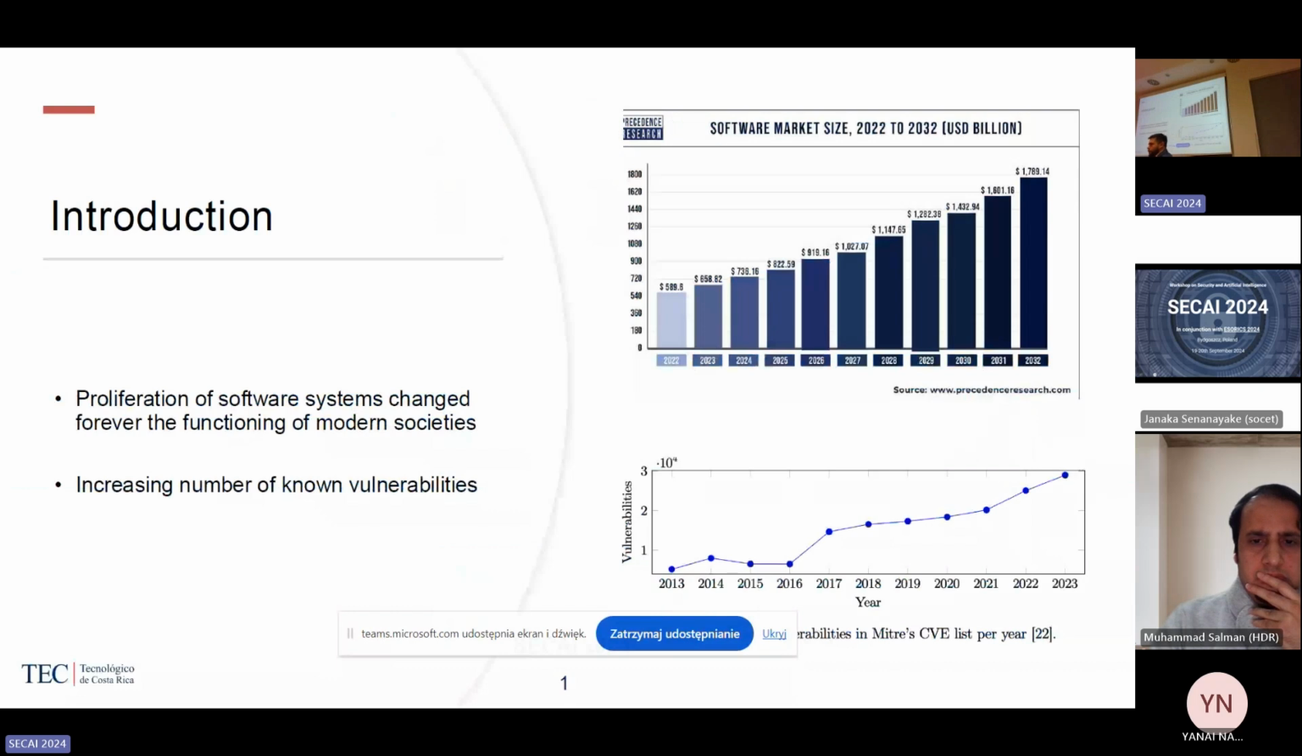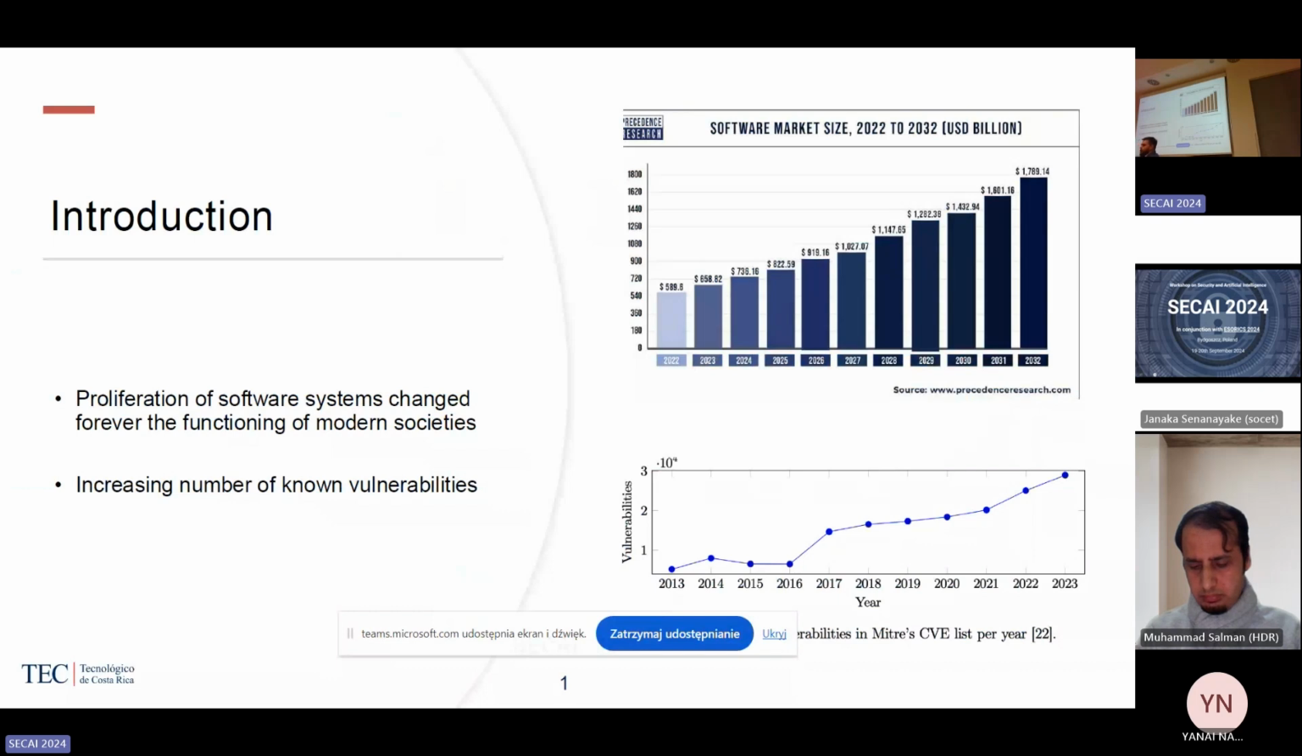So basically, the proliferation of software has changed forever the function of modern societies, right? Not only in our studies, but also in the supply chain, how companies work, how we transport, and how we communicate. And that is going to continue. If we look at the chart of the software market size until 2032, it is going to continue growing. That means more software, more changes, and that also increases the space for possible attacks.